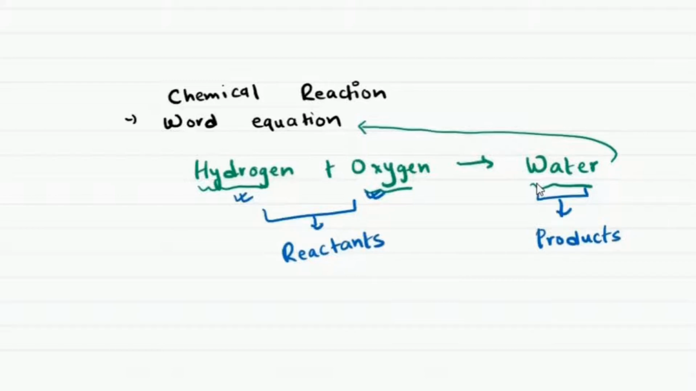So if you represent a chemical reaction by writing the full names of the reactants and the products, then that equation is called a word equation.